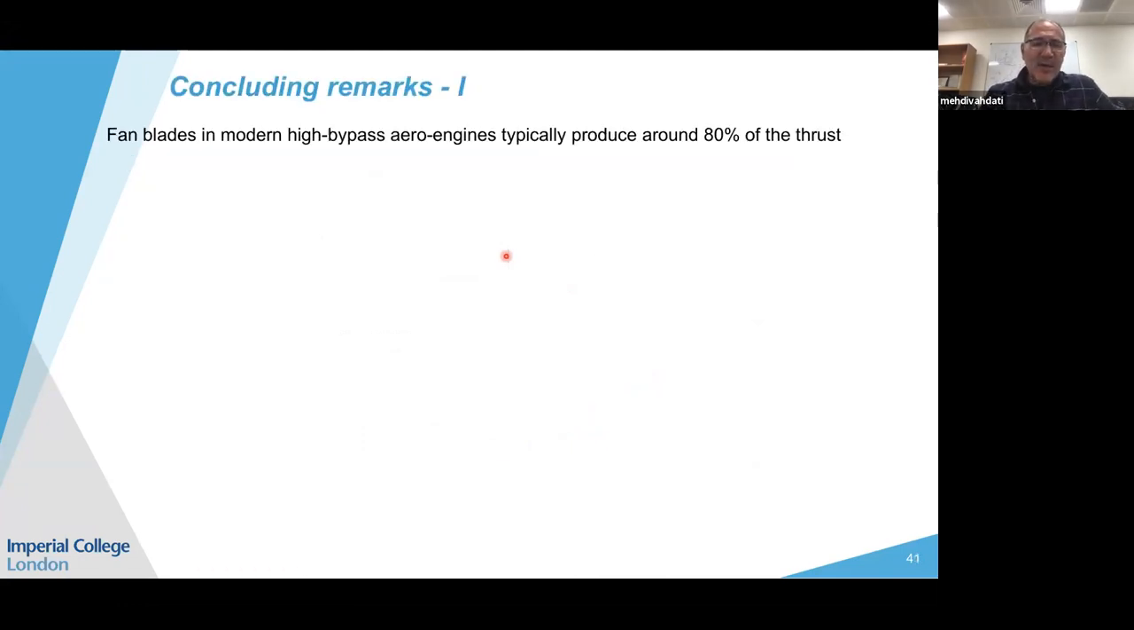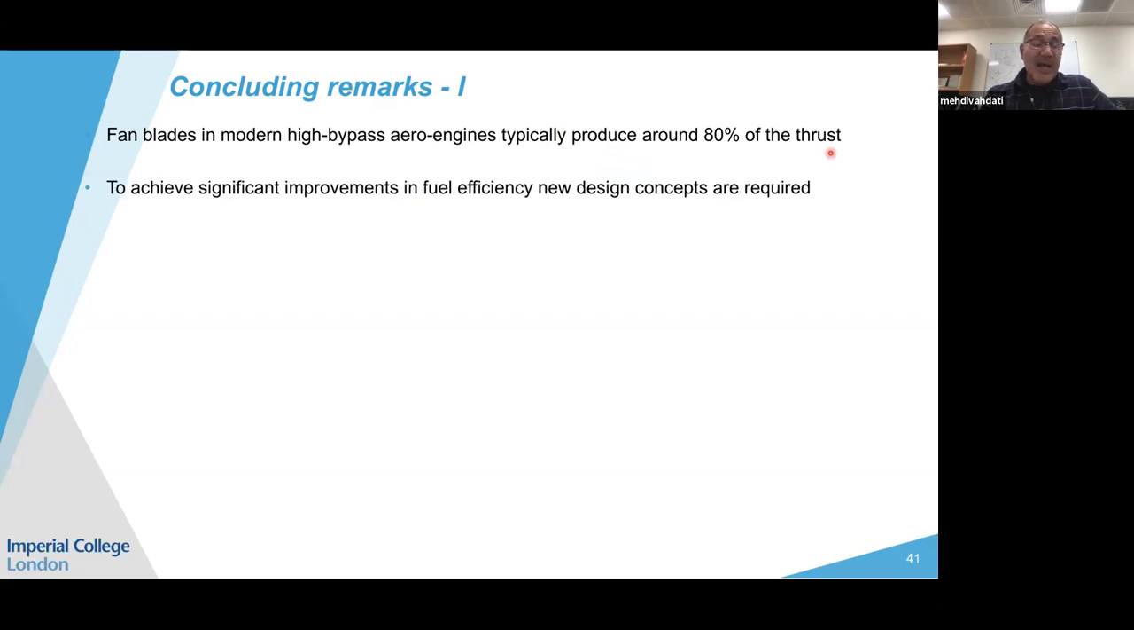And just giving some concluding remarks: fan blades in the modern high bypass air engine typically produce around 80% of the thrust. And to achieve significant improvements in fuel efficiency, new design concepts are required.